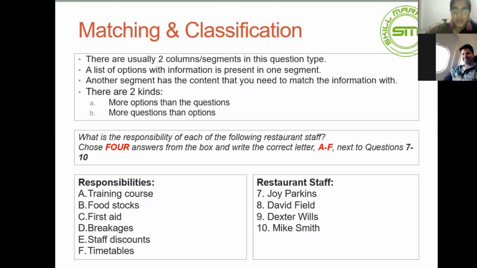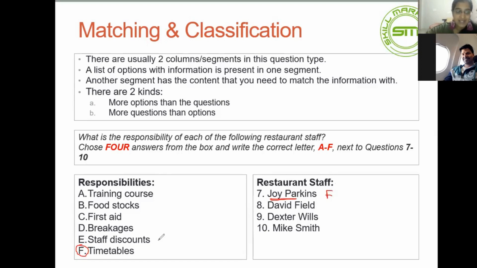All right. So here, this person spoke about 4 people: herself, Joy Parkins, David Field, Dexter, and Mike. And she spoke about what they actually do. Joy Parkins says that she's the one who decides what people need to do during the day. So the answer is F. Joy Parkins decides everyone's timetables.